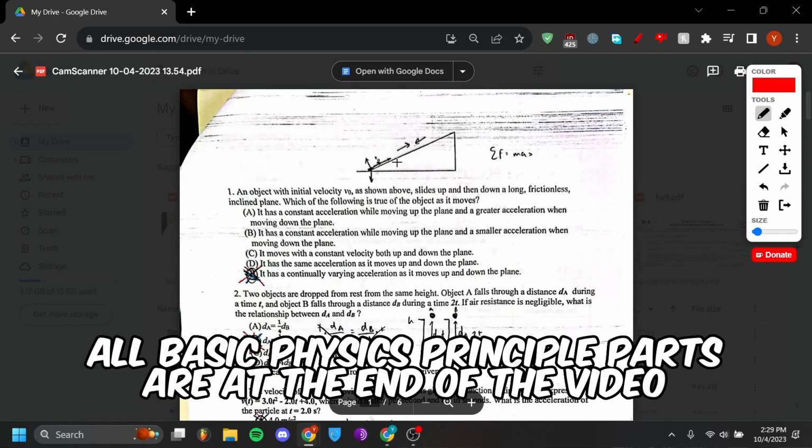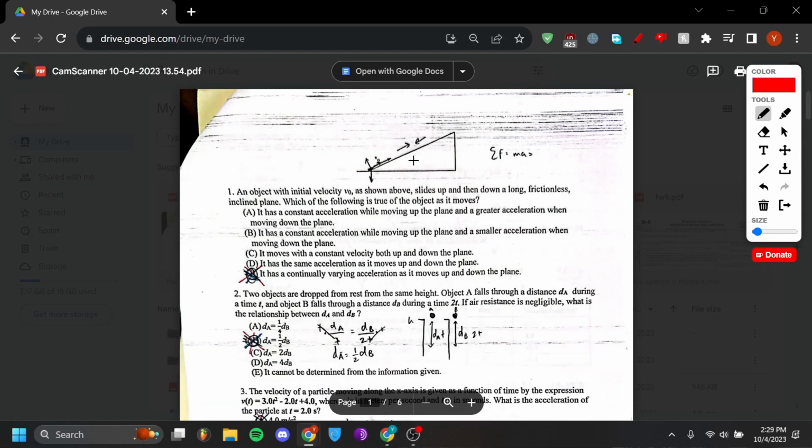Its gravity is going to be changing because of the angle in the slope. So I thought that because of that, the acceleration would be continually varying as it moves up and down. So that's why I picked E, but that answer is wrong, and it's actually D, because it has the same acceleration as it moves up and down the plane.